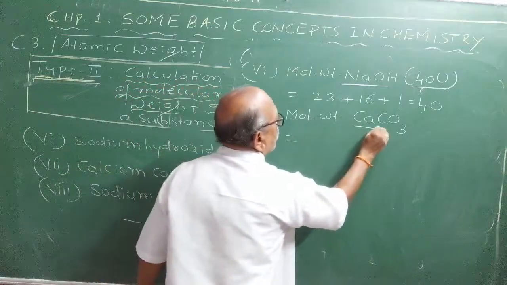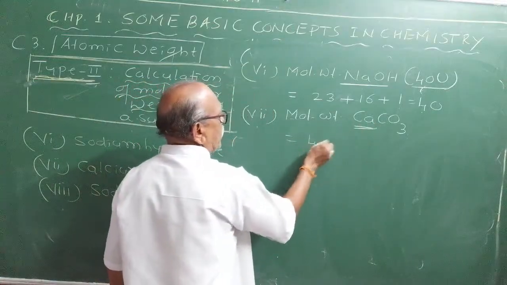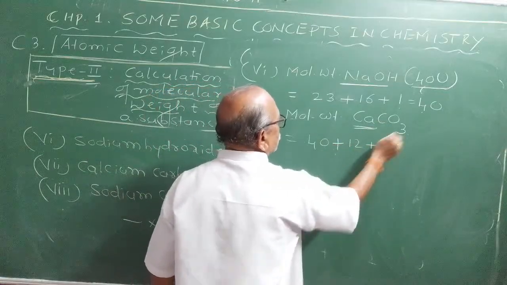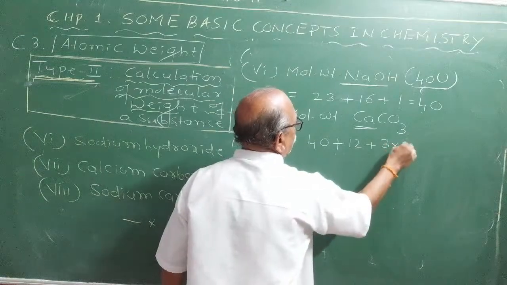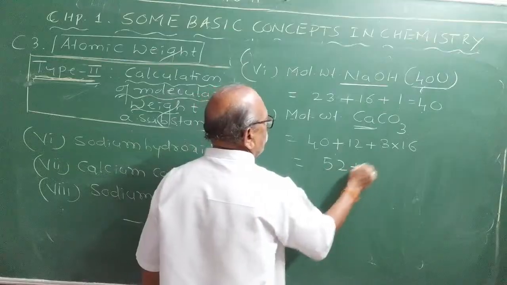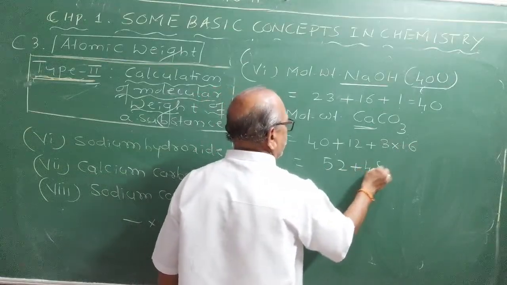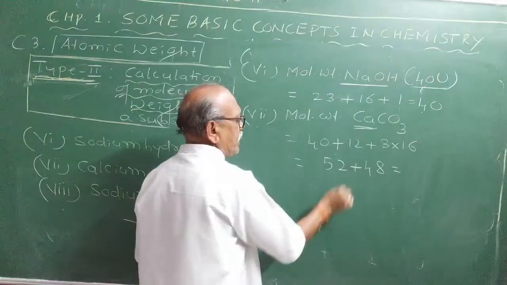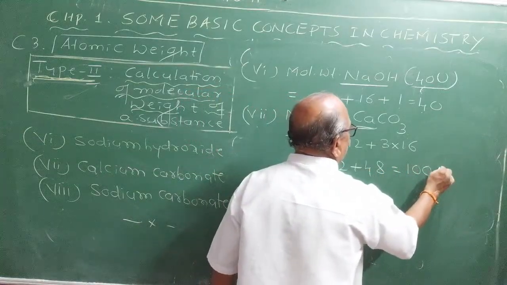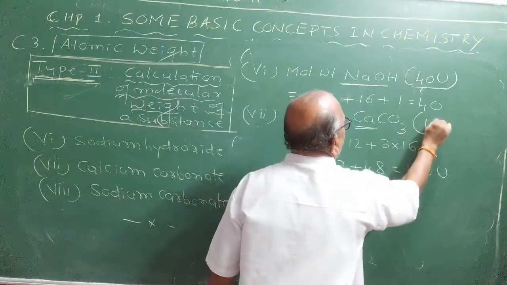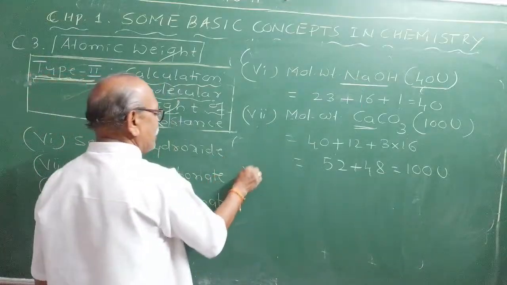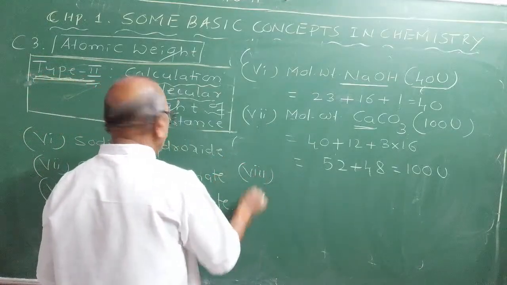Molecular weight. What is the atomic weight of calcium? It is 40 plus carbon is 12 plus there are 3 atoms of oxygen, 3 into 16. Calculate. 40 plus 12 is 52 plus 16 3s are 48. 50 plus 40, 90. 90 plus 10, 100. 100 unified mass. Remember, molecular mass of calcium carbonate is memorizable. It is 100. Right? We'll practice few more in the next class.